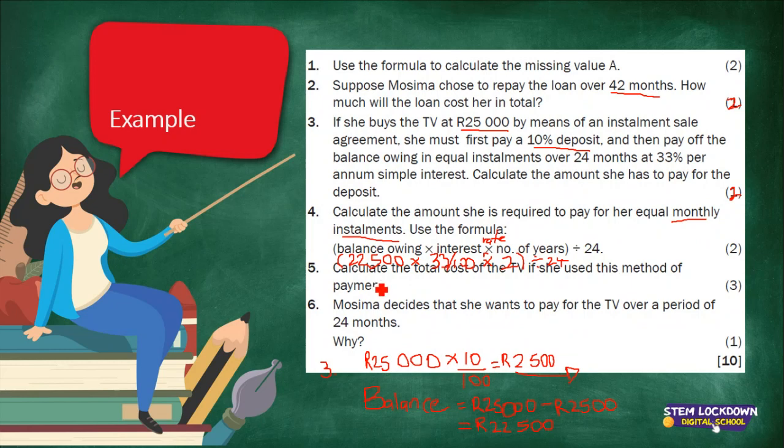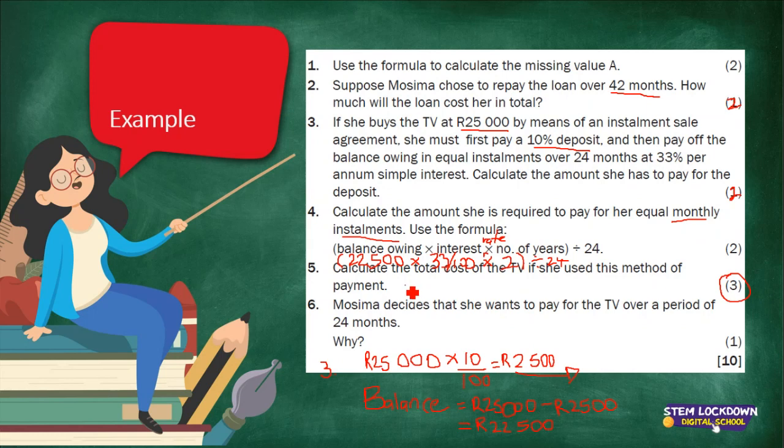Number 5 says, calculate the total cost of the TV if she used this method of payment, right? 3 marks. Okay, so a lot of steps. I want to know the total amount if she used this method. Now this one is tricky. It is based on what you learned last time. Remember, hire purchase, right? So I need you to calculate the answer.